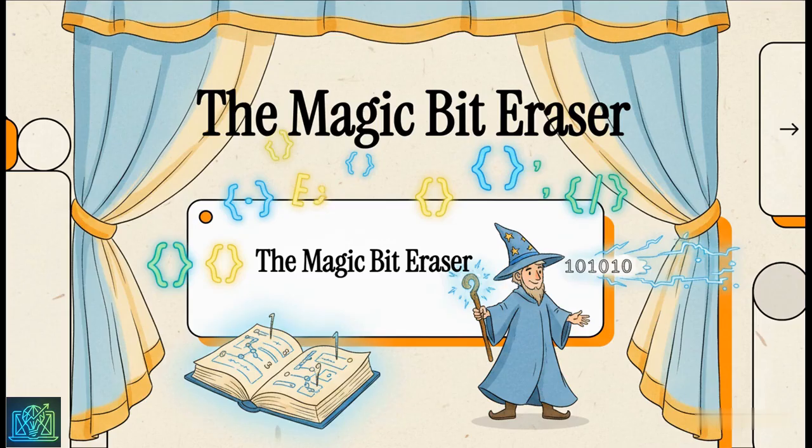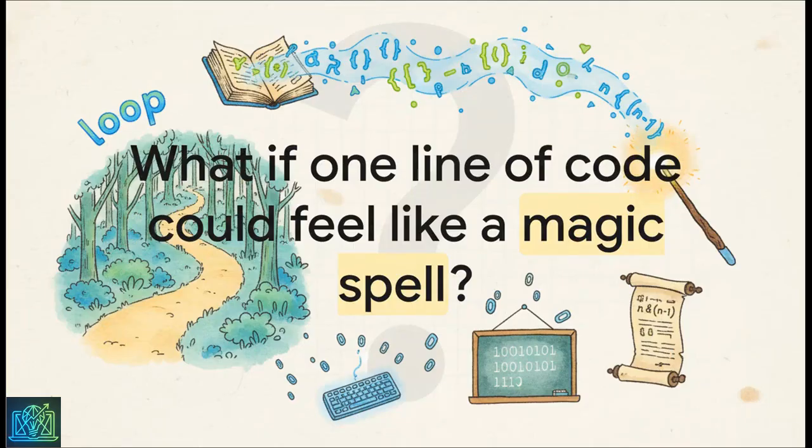Today, we're going to pull back the curtain on a little piece of programming that feels a lot like magic. Now seriously, just think about it. What if you had a single line of code that could solve really tricky problems with unbelievable speed and grace? It sounds like something from a fantasy novel, right? But in the world of programming, this is 100% real.